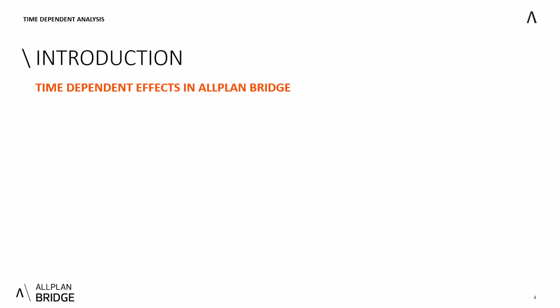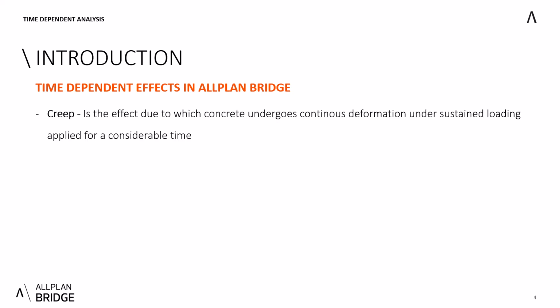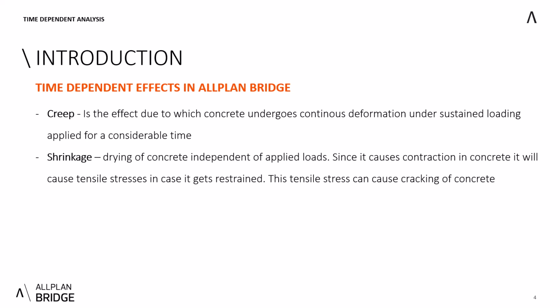Okay, so let's take a look at the time-dependent effects that we have in Alpine Bridge. First of all, this is creep. And creep is the effect due to which concrete undergoes continuous deformation under sustained loading, which is applied for a considerable time. The next effect that is also really important for us is shrinkage.